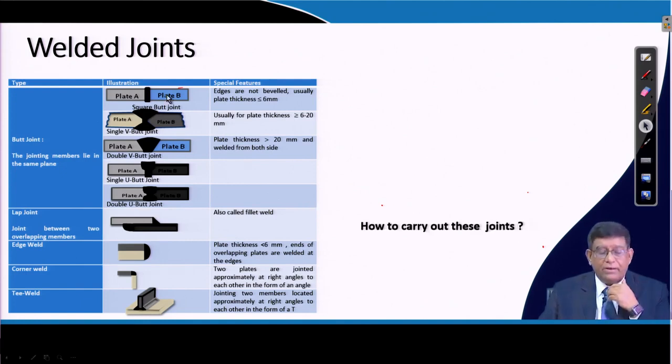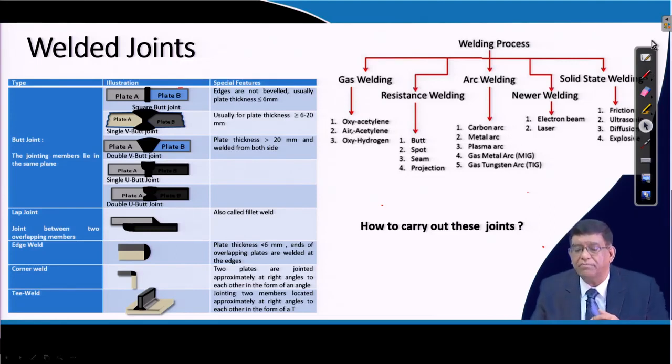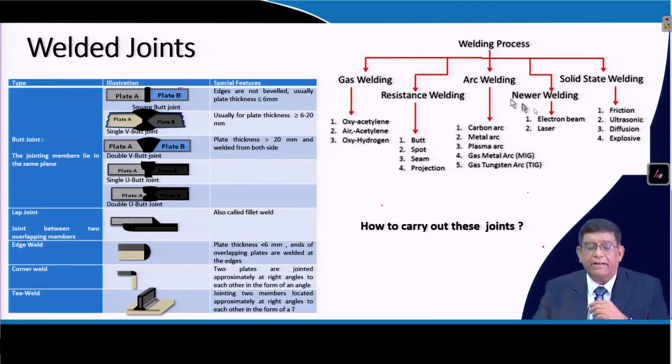Now, how to carry out such welding, how exactly two metal parts will be joined over here. There is a wide range of methods of doing this welding. You may know there is gas welding, resistance welding, arc welding, solid state welding, and this whole welding itself is a subject in mechanical engineering. A lot of people develop here, and new techniques and new methods are all the time going on.